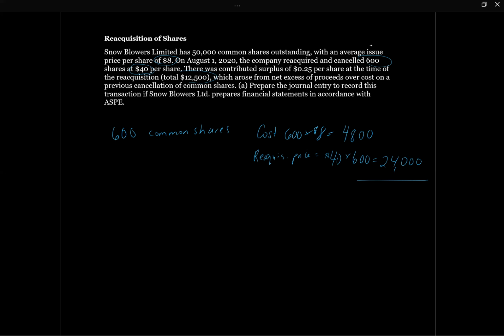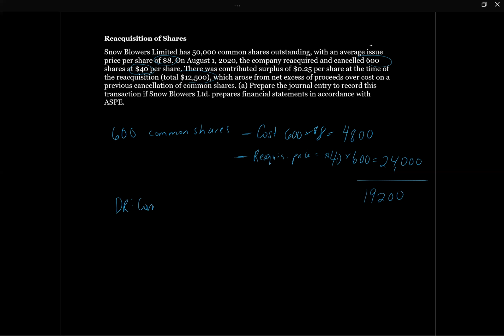So the difference between these two things is going to be $24,000 minus $4,800, so we have 19,200 of a shortage in terms of accounting. We know we need to pay out cash of this amount, but we only have them on our statement of financial position at 4,800. So we need to figure out how to balance our entry by that 19,200. Let's just start filling in the entry with what we know.